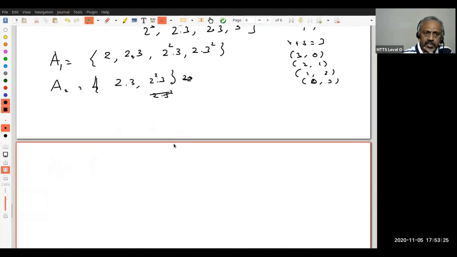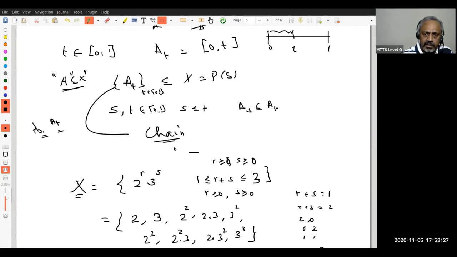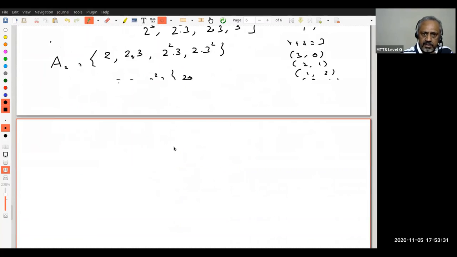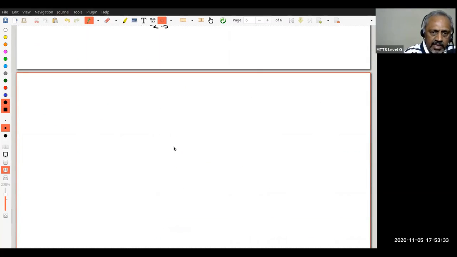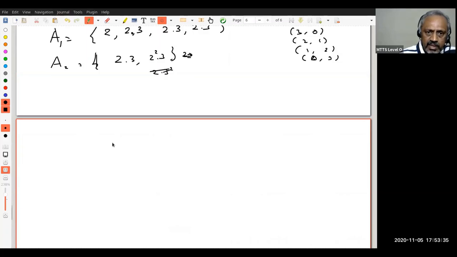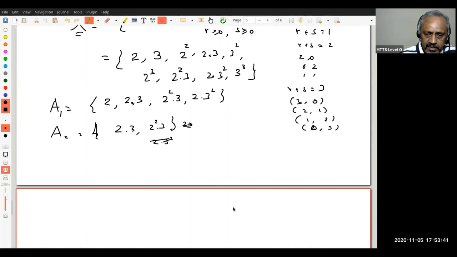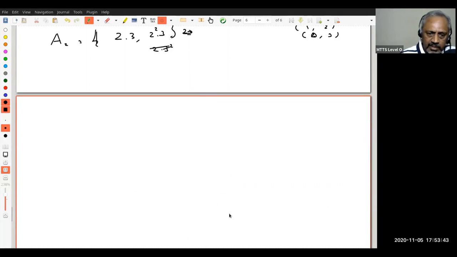So what did we talk about? We talked about totally ordered subsets. Okay. Now let us look at this example. This is a very good example. The last example which I did is a very good example. Let us try to understand. Okay. Before that, let us look at a definition.